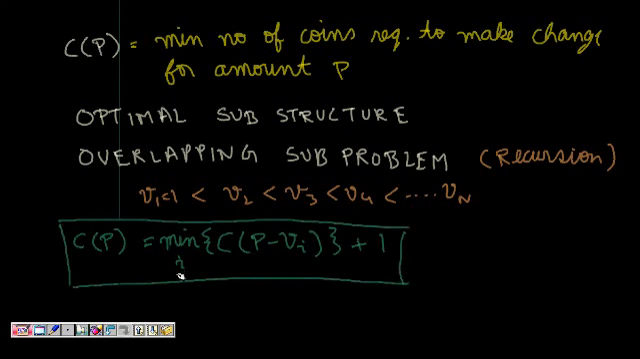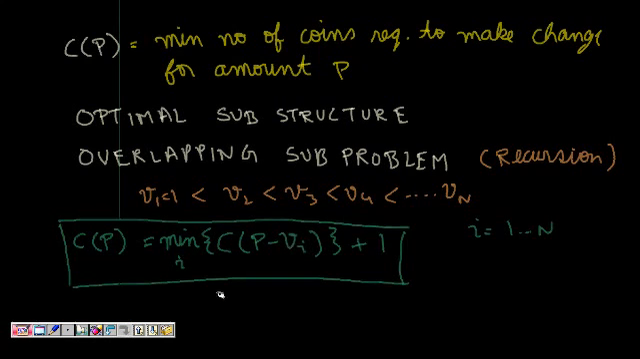Now you have to see how beautiful this solution is. C of P, the minimum number of coins required to make change for P, is equal to the minimum over all i, since I have the coins V1, V2, V3 and i is from 1 to n, so I can choose any of these coins, of C of P minus Vi. If the last coin is V3, then I'm using one V3, and then I have to have optimal change of C of P minus Vi.